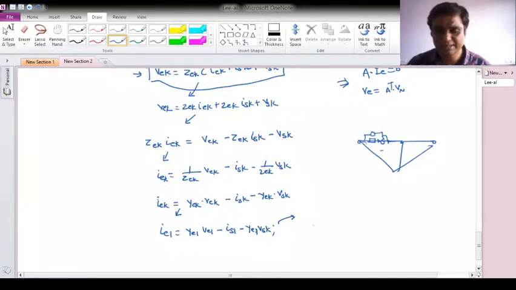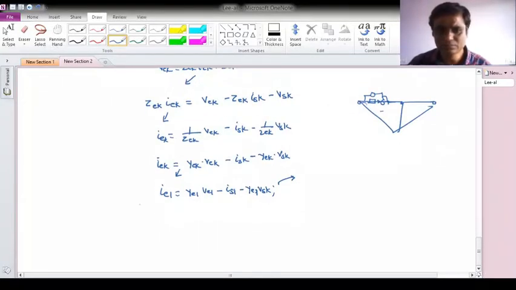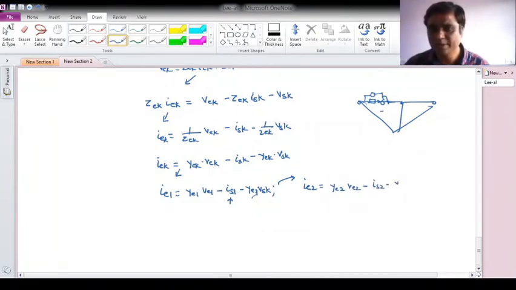What will be for the second? Assume that if there is no current source present in it, then that term will be 0. If there is no voltage source present in series with the impedance, that term will be 0. And if there is no current source and no voltage source present, then simply I1 will be equal to impedance into VE1. Similarly for the second branch, I can write IE2 equal to YE2 VE2 minus IS2 if a current source is present, and YE2 VS2 if a voltage source is present.